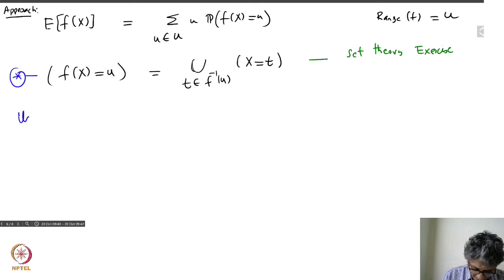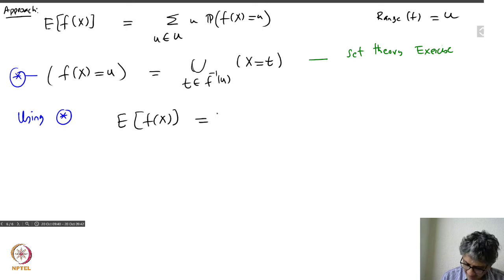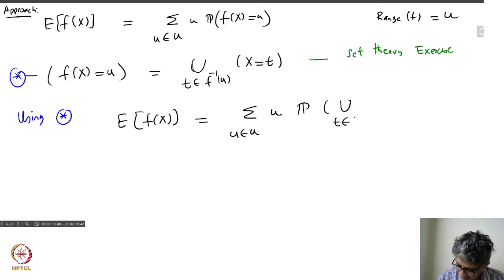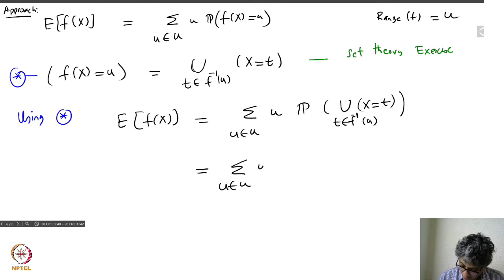So using star, what do we have? E[f(X)] is the same as the sum over u in the range of f of u times the probability of the union over t in f inverse of u of X equals t. I'm not doing anything fancy here. But that's a disjoint union, so I can write it as the sum over u of u times the sum over t in f inverse of u of the probability that X equals t.